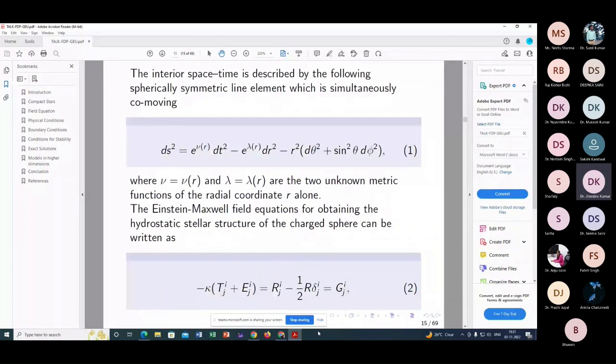So after taking these assumptions, we have considered a spherically symmetric metric. Here we have the interior space-time, which is described by the following spherically symmetric metric line element, which is simultaneously co-moving. And here we have ds² = e^ν(r) dt² − e^(−λ) dr² − r²(dθ² + sin²θ dφ²). So in this one we have some spherical coordinates, and we have taken the time, that is t.